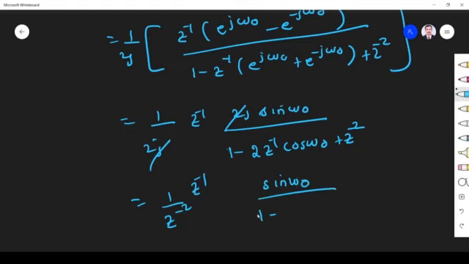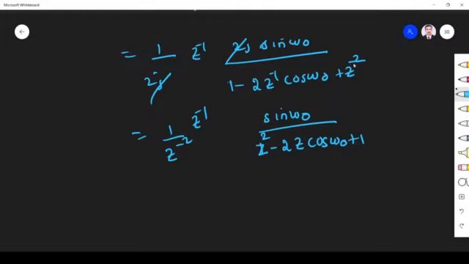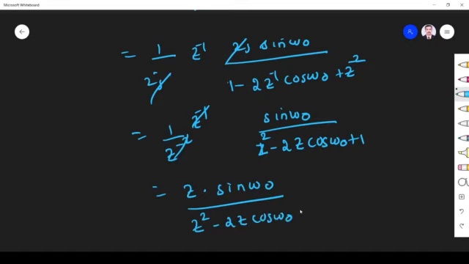This is z square. So I take z^(-2) outside, so it will be z² minus 2z cos ω₀ plus 1. Fine, so I take z^(-2) from this, so it will be z² minus 2z cos ω₀ plus 1. This is 1 by z inverse, and 1 by z inverse is nothing but z. So z sin ω₀ divided by z² minus 2z cos ω₀ plus 1. This is what X(z) is, with ROC: mod z must be greater than 1.